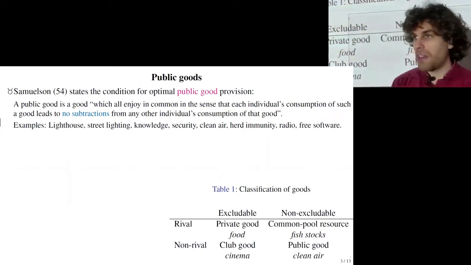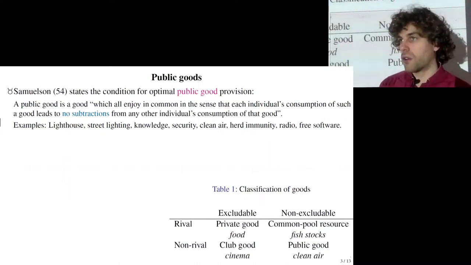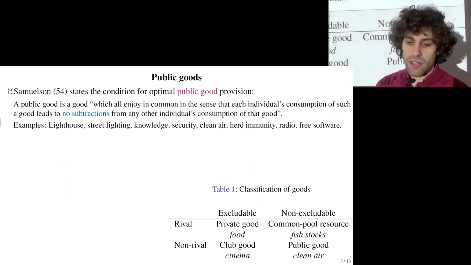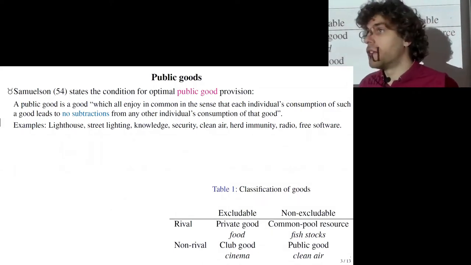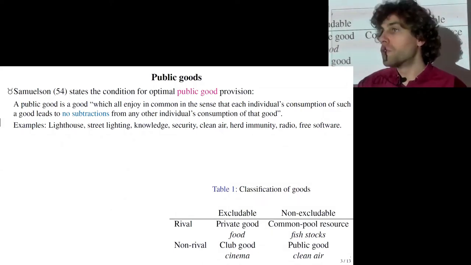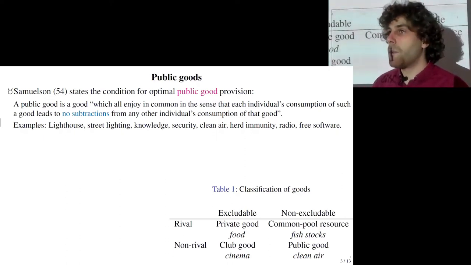No, if there is a patent or copyright, then it is excludable. It is still non-rival, because I can use the knowledge without preventing you from using the knowledge, but the patents make it excludable, or the property rights make it excludable.